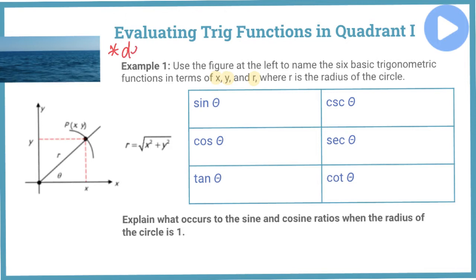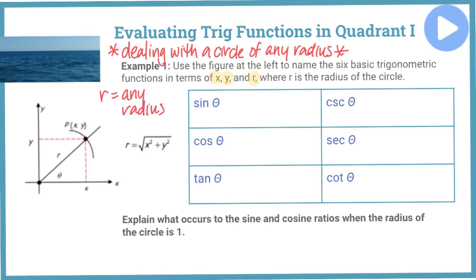So we're dealing with that circle of any radius. So r equals any radius. That gives us flexibility in applying what we talked about in the previous slide to any possible circle out there. In the previous slide, our radius was 1, and we were stuck to only being able to apply those trig ratios to the unit circle. However, what we talk about here will allow us to apply that same concept to any circle.